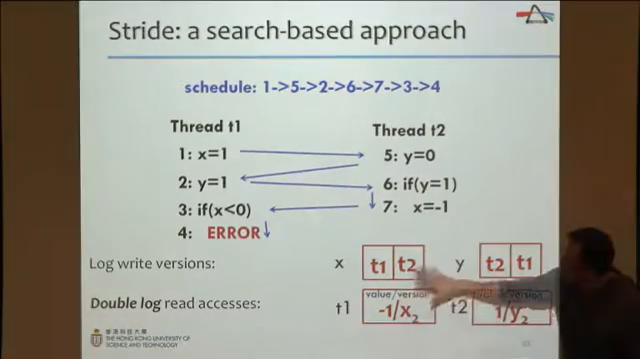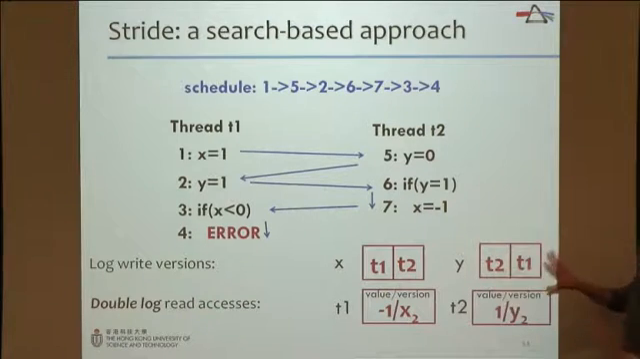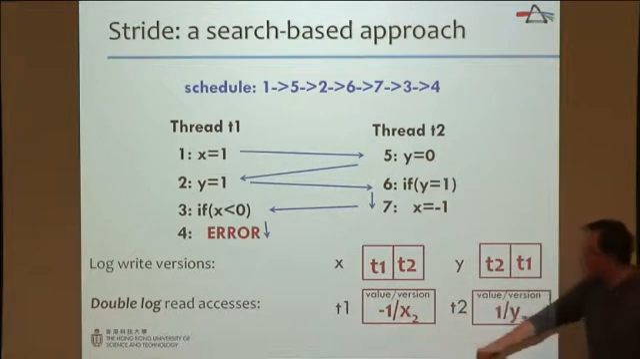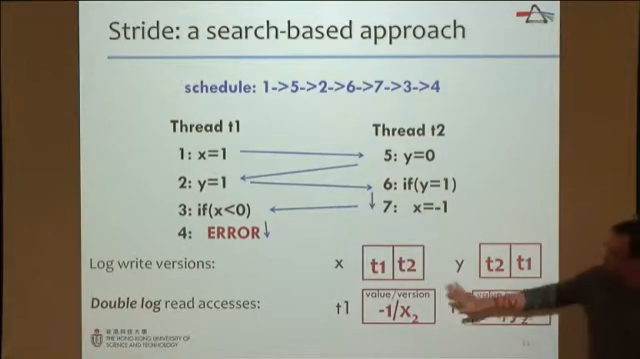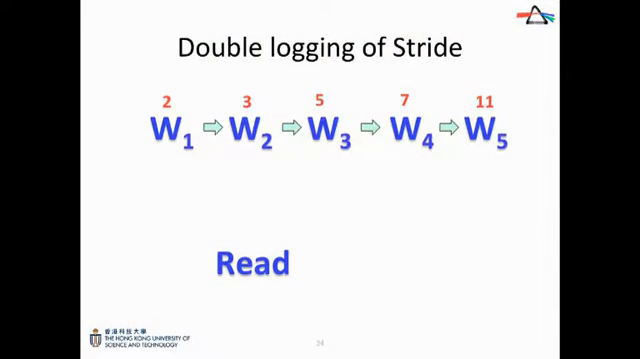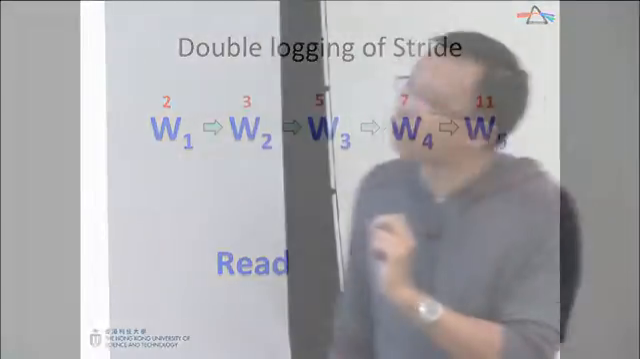Right now, this is the log produced by Stride compared to Leap. The write log is identical to Leap, and we have two values logged for each read. So we call it a double log. Let me zoom in on this double log feature of Stride, which is actually the key contribution of Stride.